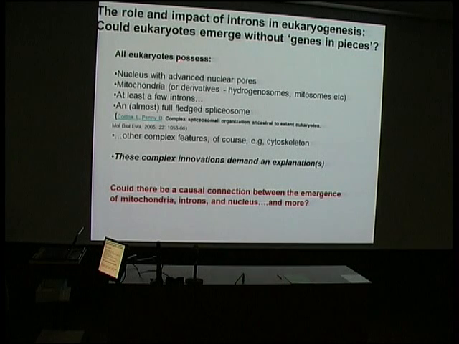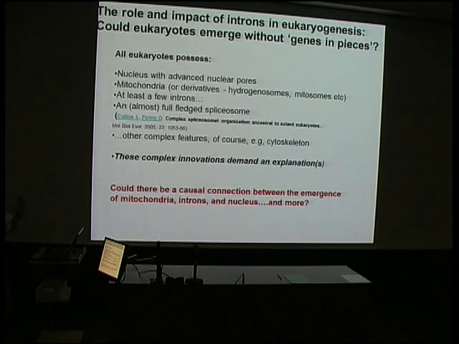And actually, all eukaryotes possess these complex features. They have a nucleus with an advanced nuclear pore complex, a beautiful, highly complex structure. They also have mitochondria. And they all also have at least a few introns. And they also have a highly complex molecular machine for excising those introns and joining together exons, the coding parts, called the spliceosome. And of course, they have other complex features, such as the cytoskeleton.